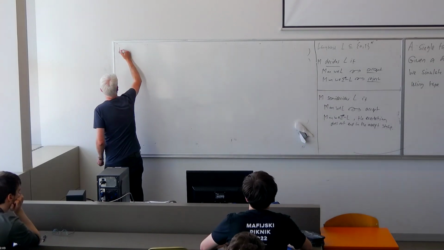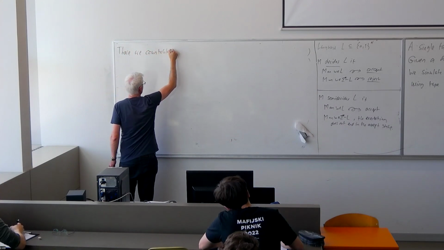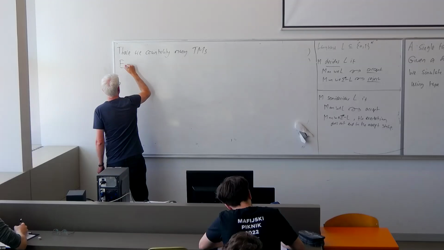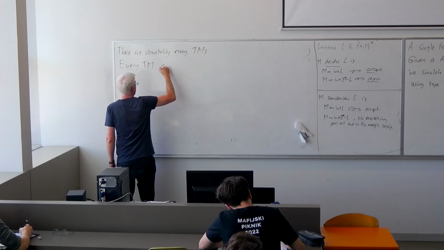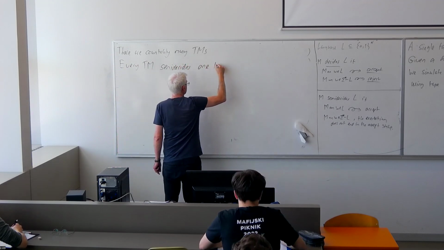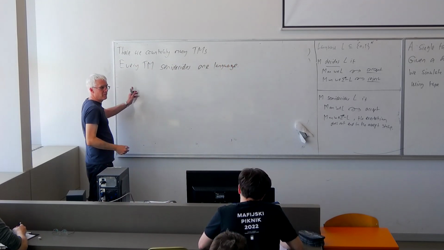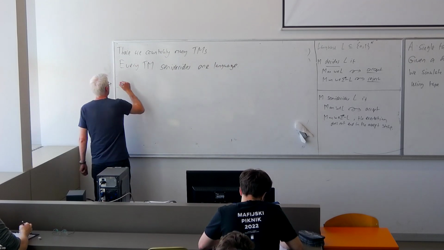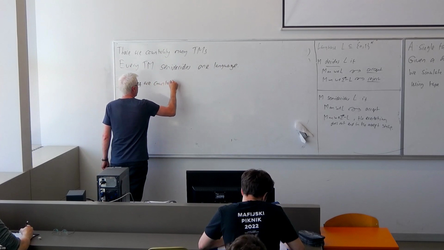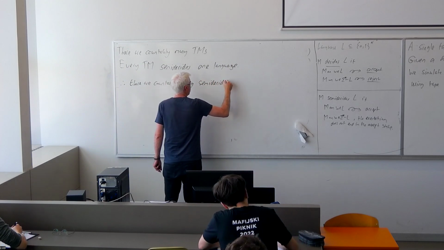So there are countably many Turing machines. Every Tn semi-decides one language. Therefore, there's a countable infinity of semi-decidable languages. There are countably many semi-decidable languages.